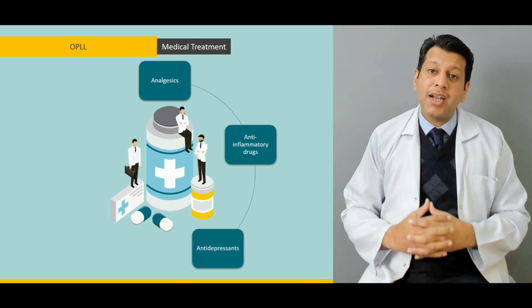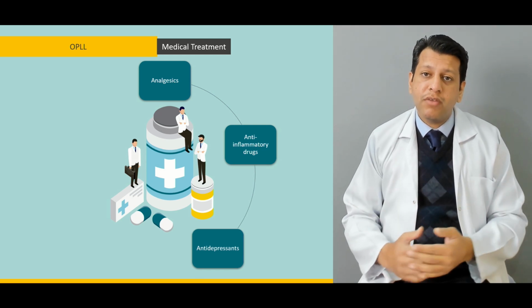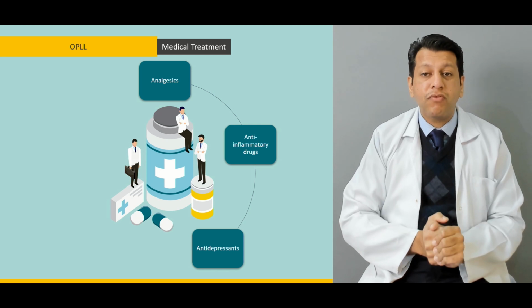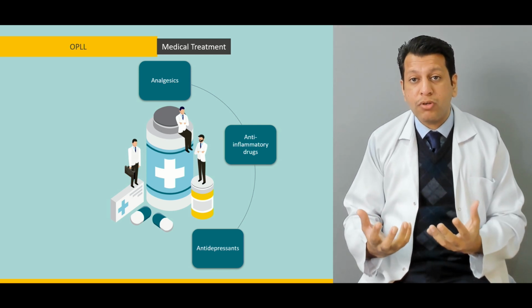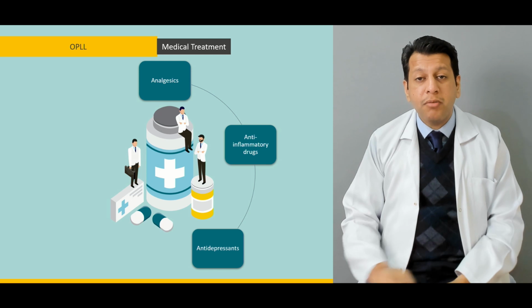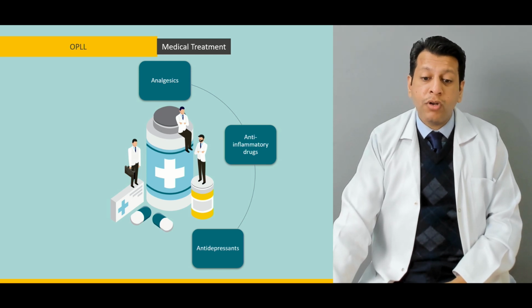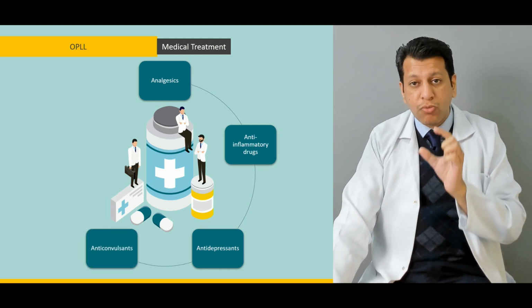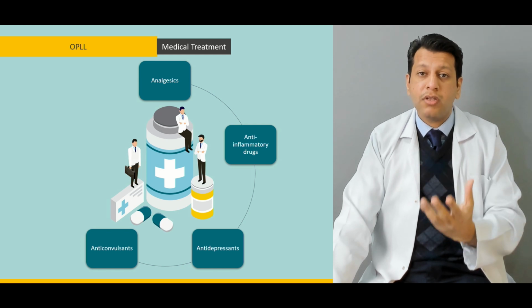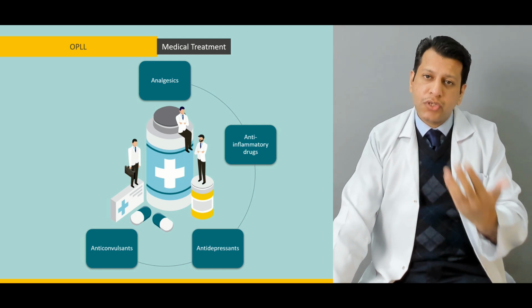But now second line drugs have come up, because with the chronic signs and symptoms there is a lot of recurrence of the ossification of posterior longitudinal ligament. Antidepressants and anticonvulsants may have a role, although they are actually effective only in a very small subset of the population, and usually they're not the first line of the drug.